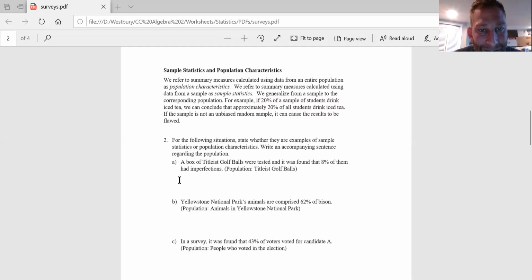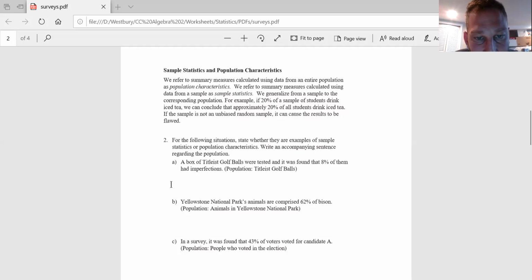A box of Titleist golf balls were tested, and it was found that 8% of them had imperfections. What is the population? So I guess I'm telling you the answers here. I haven't looked at this worksheet. So the population is the Titleist golf balls, and the sample is the 8% of them that were tested.